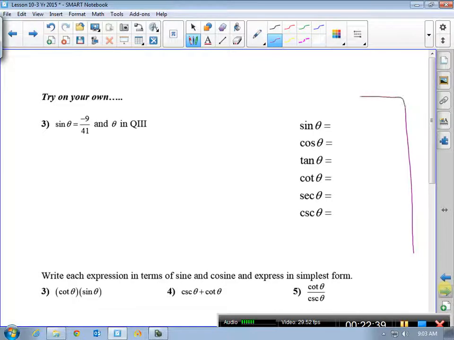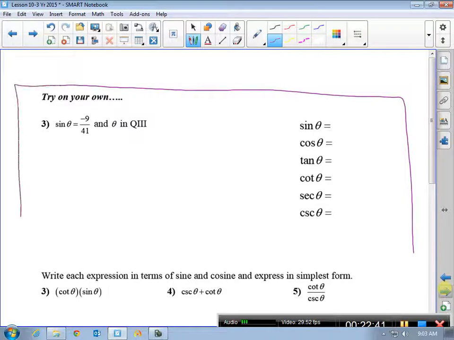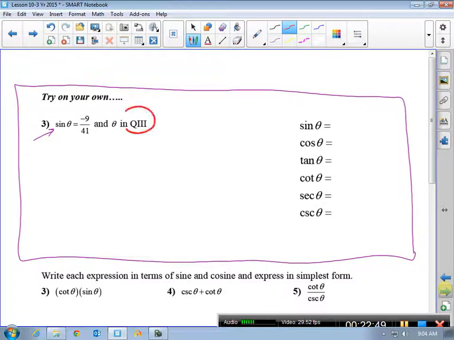Okay, here's one for you to try on your own. I'll check that when you get to class tomorrow. You're given sine, and notice, please, you're in quadrant 3. So set them up early. Figure out where you are, what you need. All students take chemistry. We are here. So you should already know what's going to be positive and what's going to be negative.